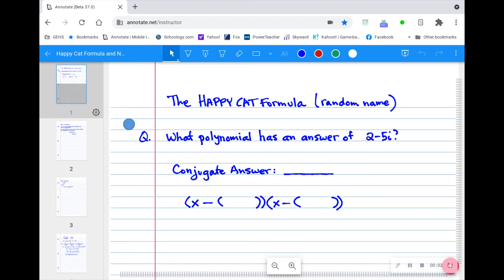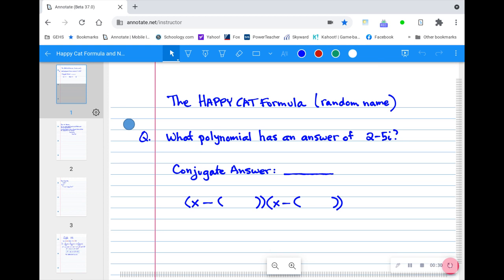Okay, in this video, I'm going to show you how to do problems 15 and 16 from the Algebra 2 Notes 6.5, on the last page. Now, before I actually start the two problems from the notes, I want to develop a formula that's going to be helpful to you, and I just randomly call this the Happy Cat formula.